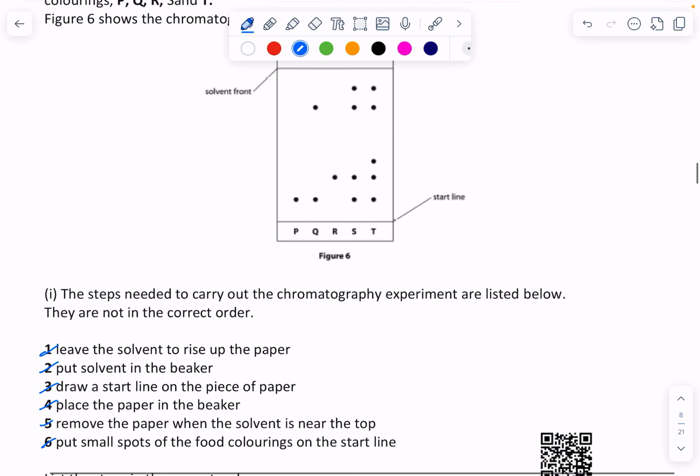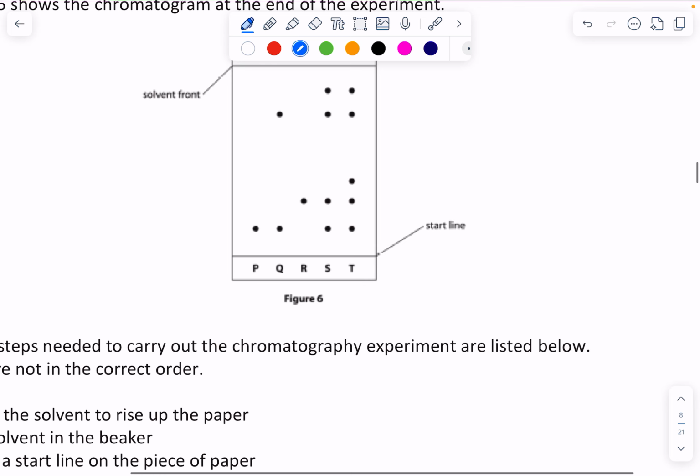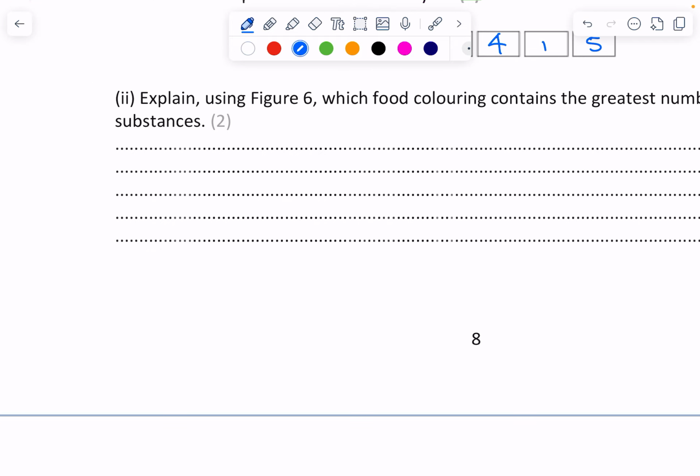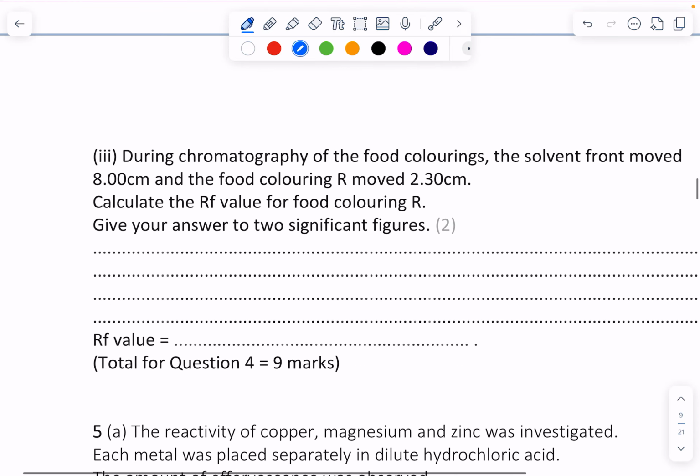Which one contains the greatest number? So what I'm looking for here is the one with the most dots in. If we go to T, I've got 1, 2, 3, 4, 5 dots. So T is the one that's got the greatest number, and we can tell that from the chromatography experiment because it has the greatest number of dots.